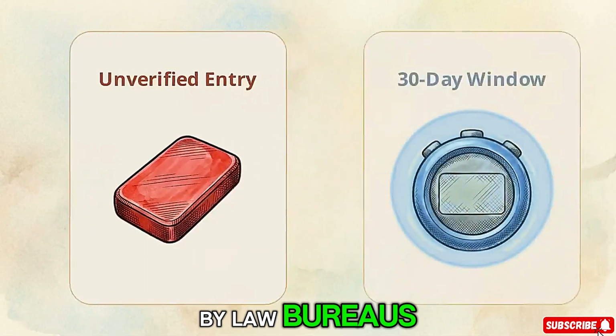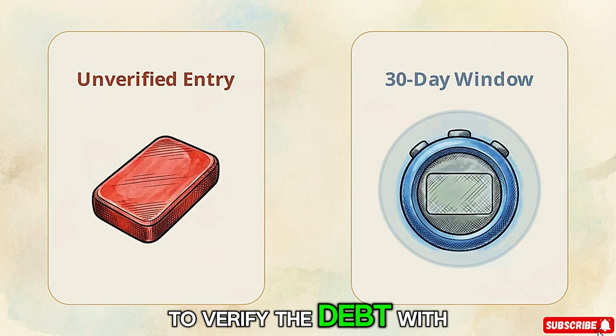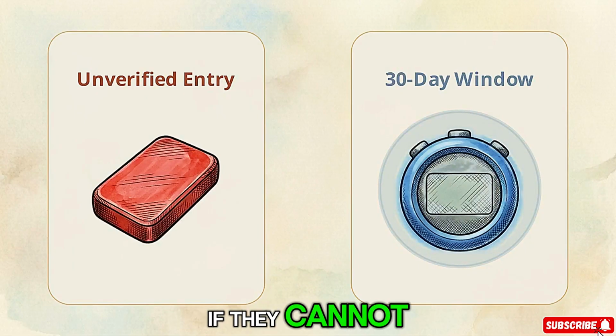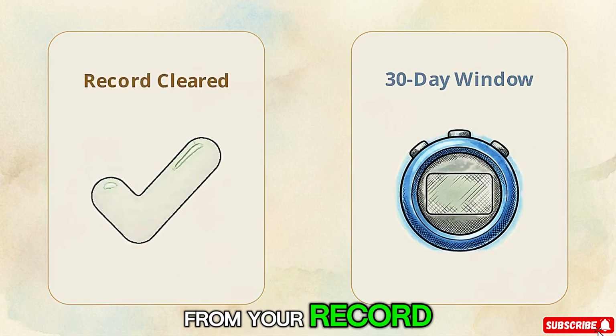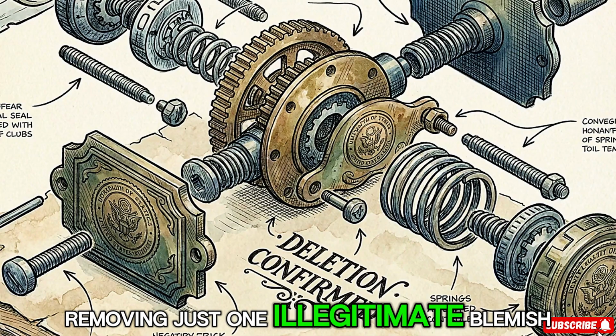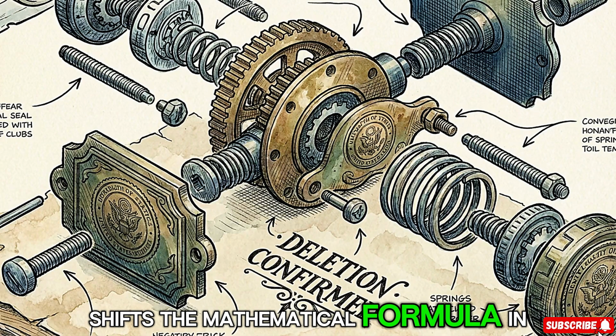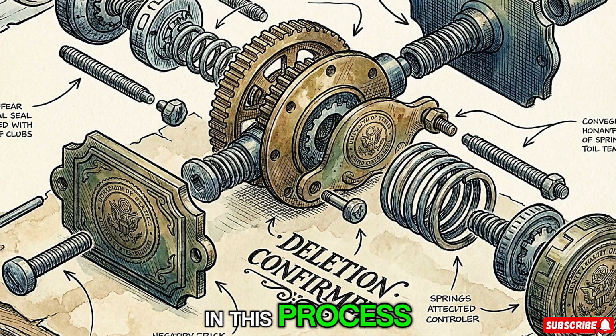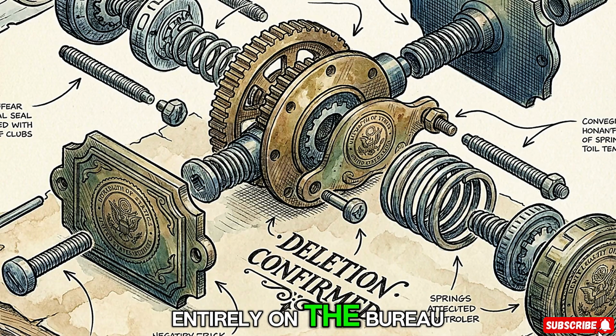By law, bureaus have a strict window to verify the debt with the original creditor. If they cannot, they must delete the entry from your record. Removing just one illegitimate blemish shifts the mathematical formula in your favor. In this process, the burden of proof rests entirely on the bureau.